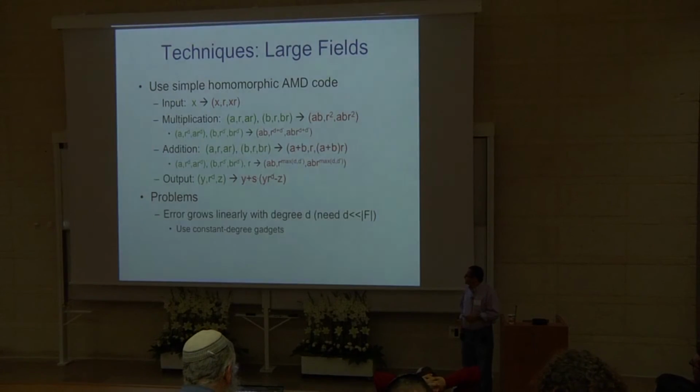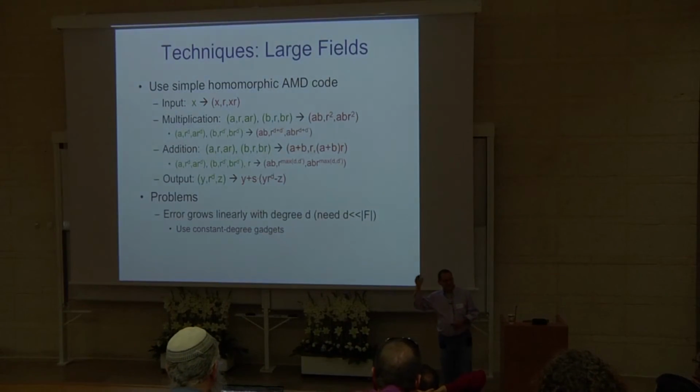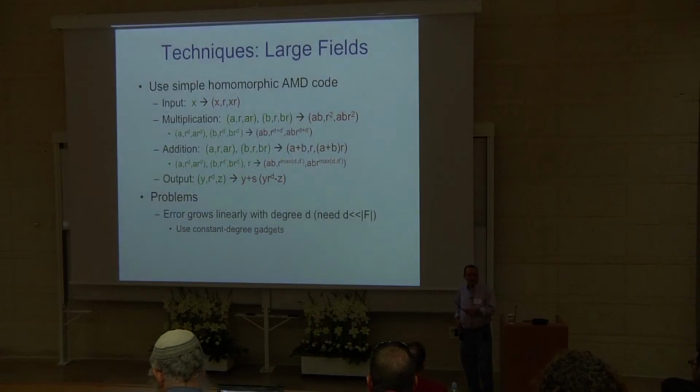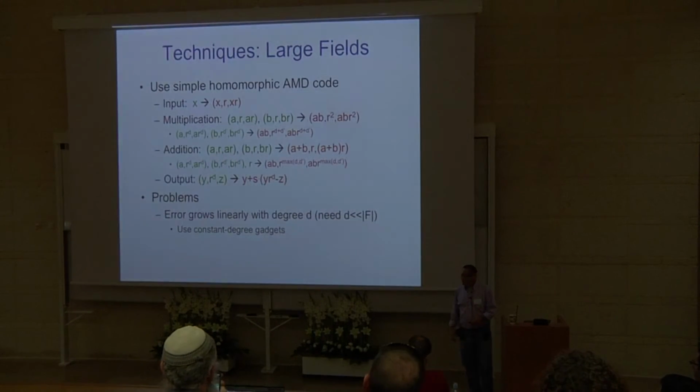Okay, so there are two problems with this approach. It can be analyzed, and it basically works using what you might expect, Schwartz-Zippel or standard tools. But there are two problems. One is that the degree in R grows, and it can grow exponentially with the size of the circuit. And the error grows linearly with the degree, so we cannot really afford to use this construction for deep circuits. The circuits should have a small degree compared to the size of the field.